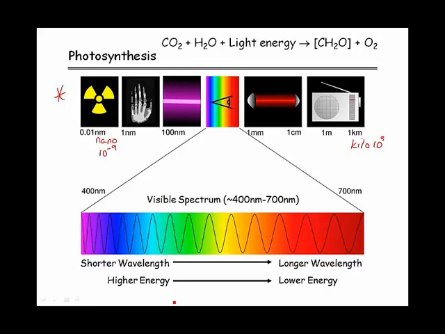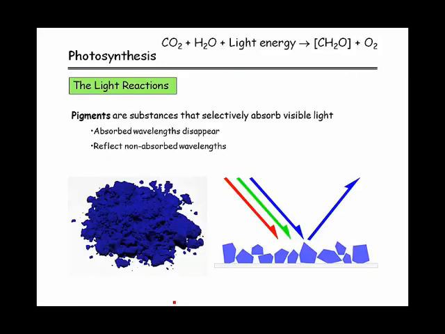Now we're going to utilize that visible spectrum for photosynthesis, but we will have specific molecules whose job is to collect that light. Now these molecules will be called pigments. Pigments are substances that selectively absorb visible light, and this means that they are capable of absorbing certain colors or certain wavelengths, and if they absorb specific wavelengths, those wavelengths or colors disappear because they are being absorbed.